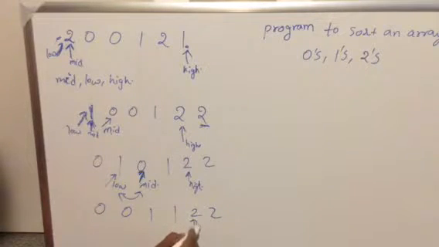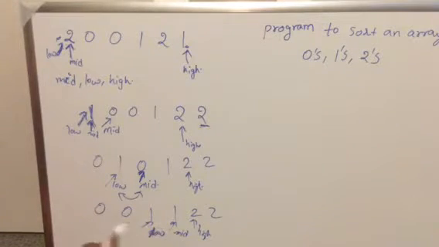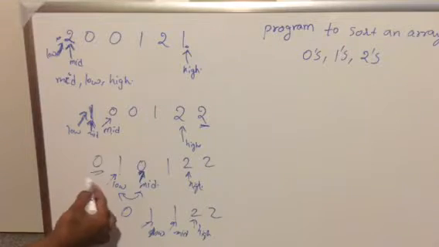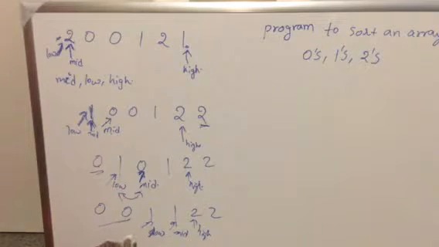Again, high stays, and we increase mid and low. Now there is no need to compare this, since it is already sorted. Low is here, mid is here, and the high pointer is there.